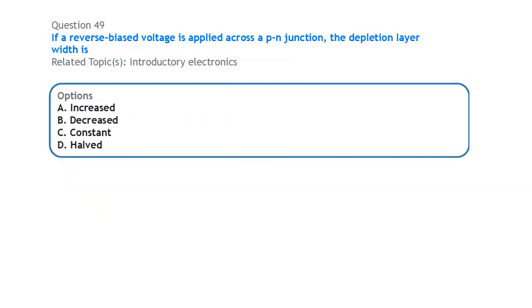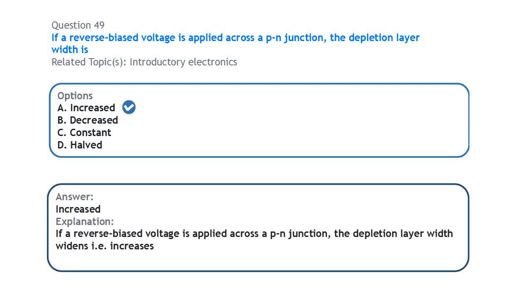If a reverse bias voltage is applied across a p-n junction, the width of the depletion layer is going to increase. If a reverse bias voltage is applied to a p-n junction, the depletion layer is going to widen, meaning it will increase.